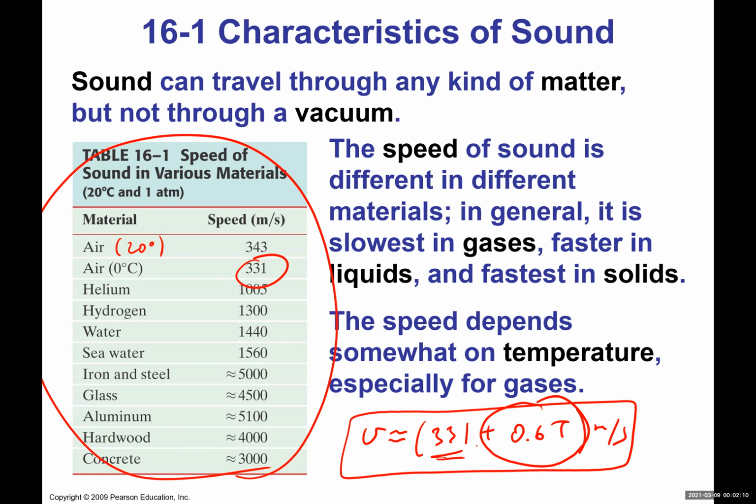You can use this in a way for other mediums too, but we're going to concentrate mostly on the speed of sound in air. So 343 meters per second is at room temperature. That's going to be mostly used for most of the applications in this chapter, unless you're specifically told that there's a different temperature. Then go ahead and use 343.